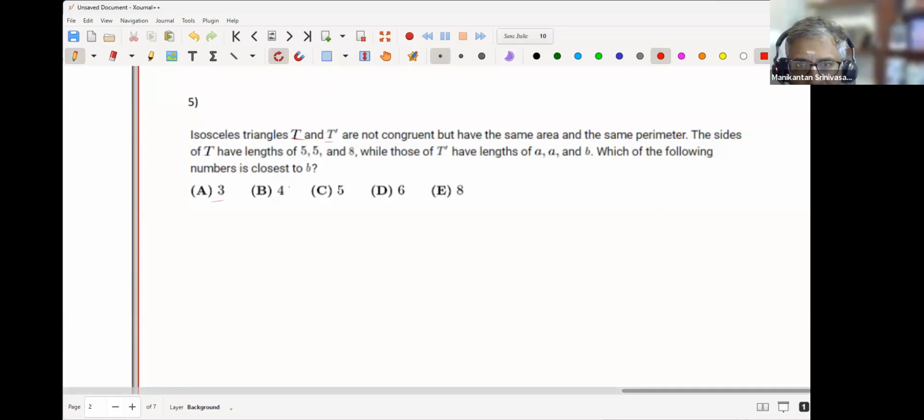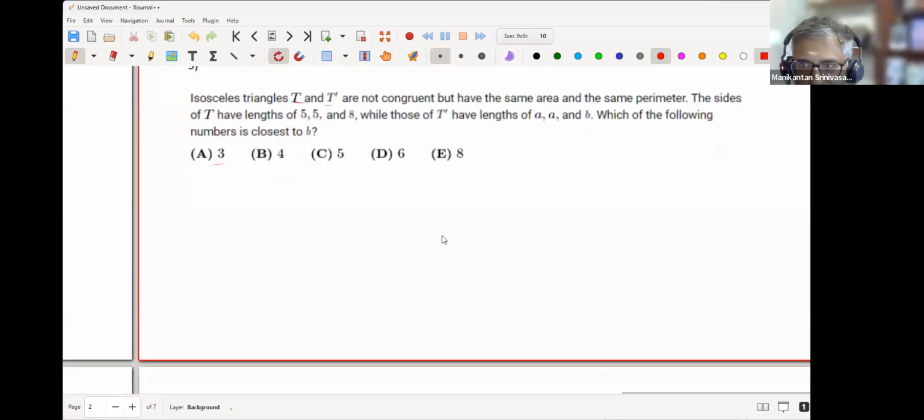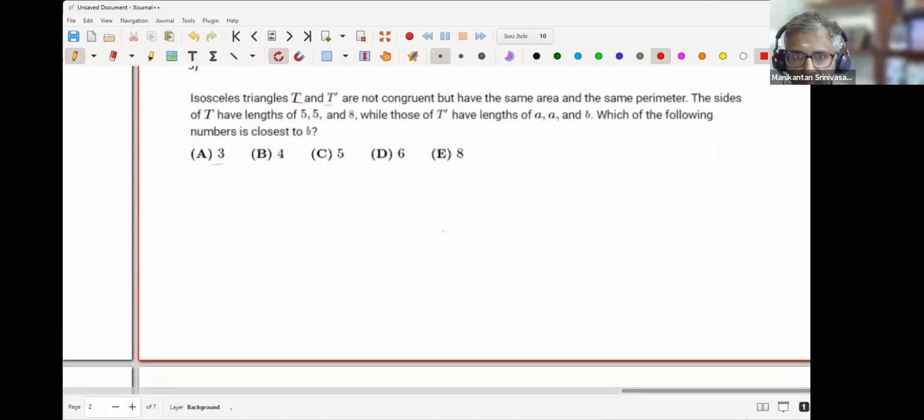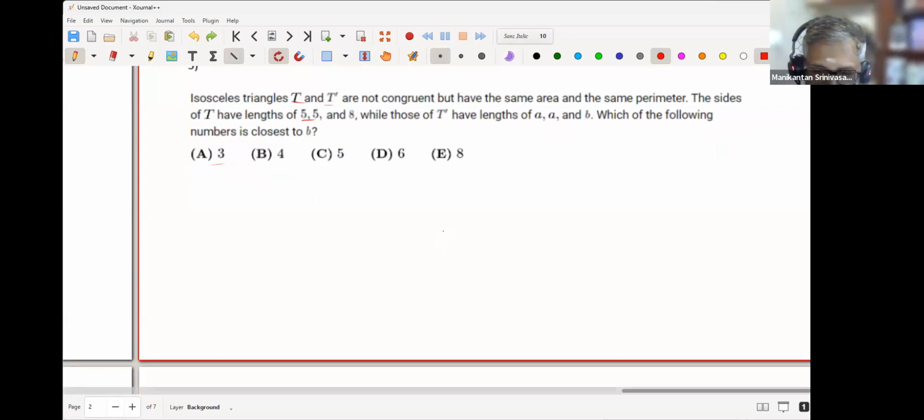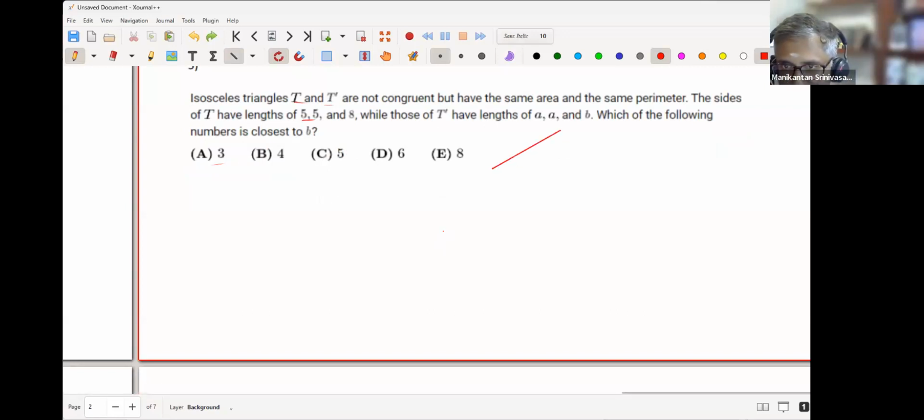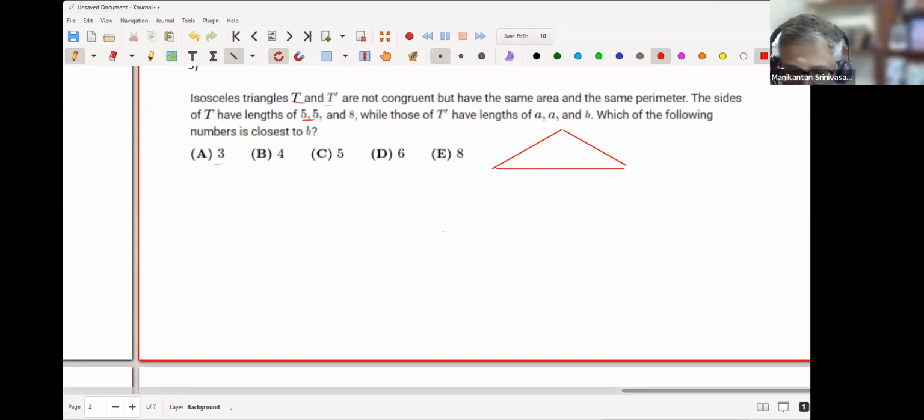Isosceles triangle T and T dash are not congruent but have the same area and same perimeter. So the perimeter is what? 5, 5, and 8. So 5, 5, and 8 looks like this, right? So 5, 5, and 8 is this triangle. We have a 3, 4, 5 triangle like this. So this is 3, and this is 4 each.